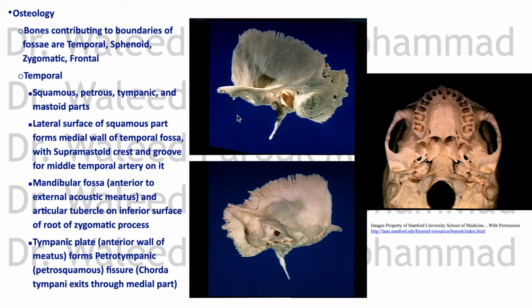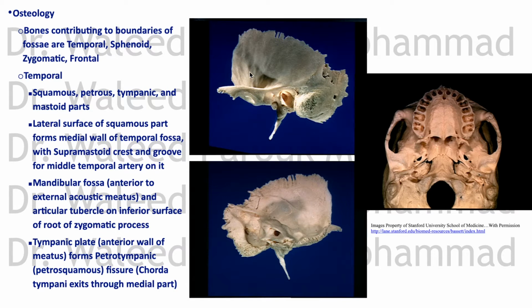It's composed of the squamous part, this big part, scale-like; the mastoid part, the one with the air cells inside; the tympanic part, this plate that completes the external acoustic meatus; and an inner part. See this one? This is the petrous part of the temporal bone.